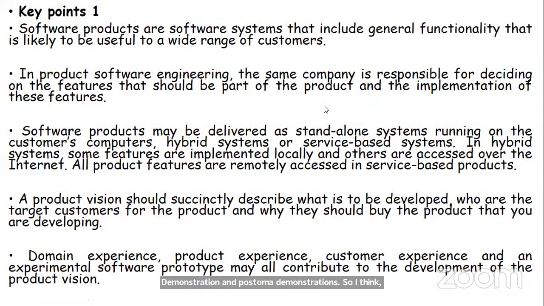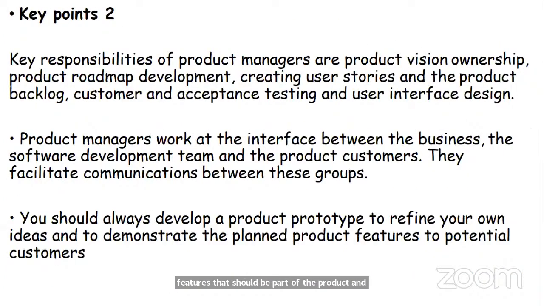So in conclusion, we'll be able to look at software products as software systems that include general functionalities that are likely to be useful to a wide range of customers. Now in product software engineering, the same company is responsible for deciding on the features that should be part of the product and the implementation of this feature. So the key point too, you could also look at that.